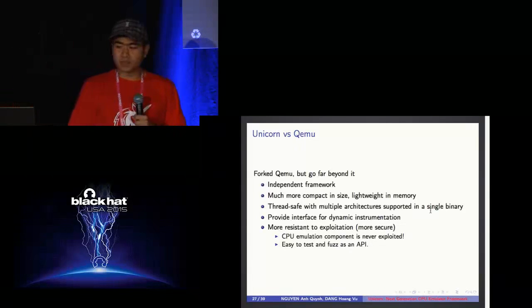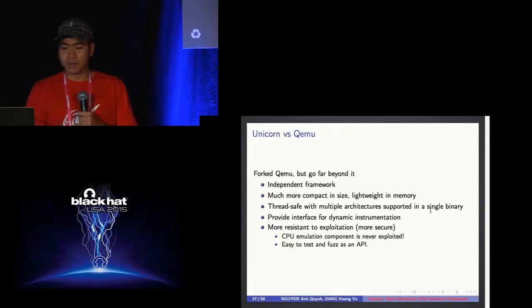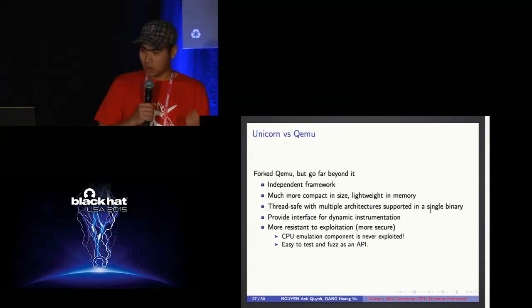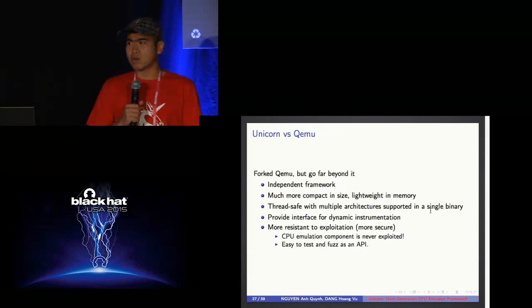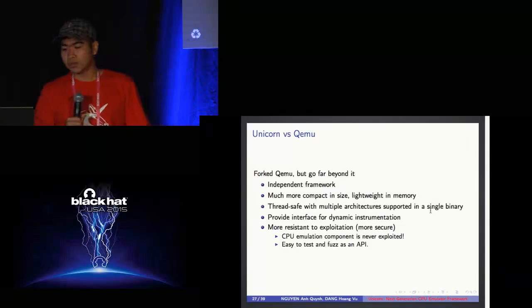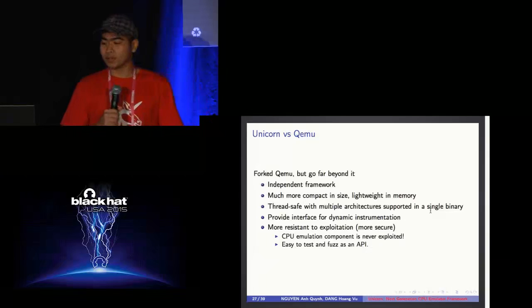So to summarize, we forked QEMU, but we have already gone far beyond it. It has become an independent framework. It is much smaller in size. Right now we have only 200,000 lines of code compared to a few million lines of code. It's lightweight on memory. We just keep what we need and we clean up the memory.